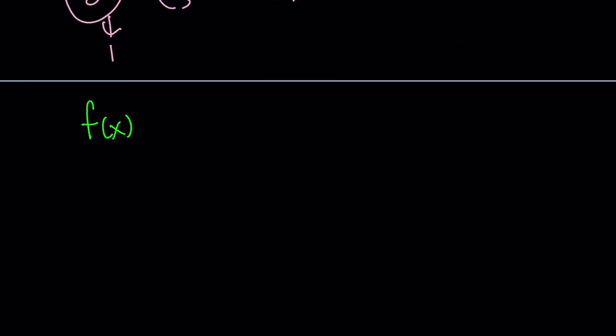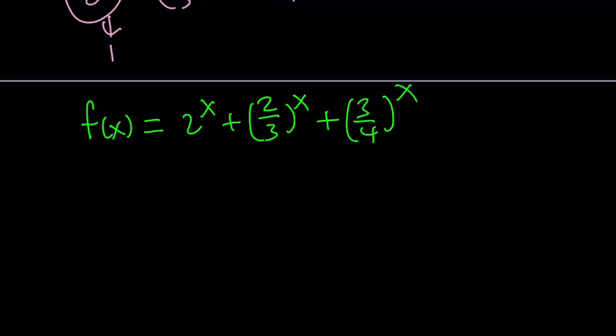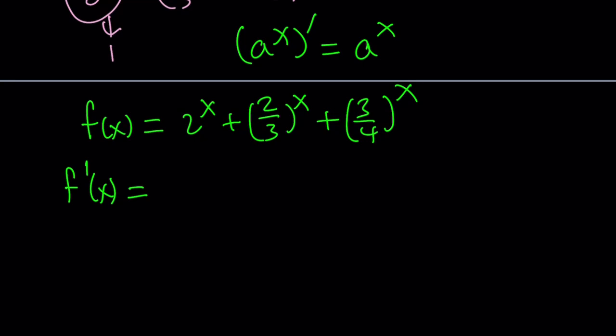So here's what we're going to do. f of x can be written as 2 to the x plus 2/3 to the x. So I'm defining f of x to be this one. And then I'm going to differentiate f of x. f prime of x equals. Now, how do you differentiate a to the power x? This is one of the rules that you learn when you study differentiation. The derivative of an exponential function is actually the function itself multiplied by the natural log of the base.